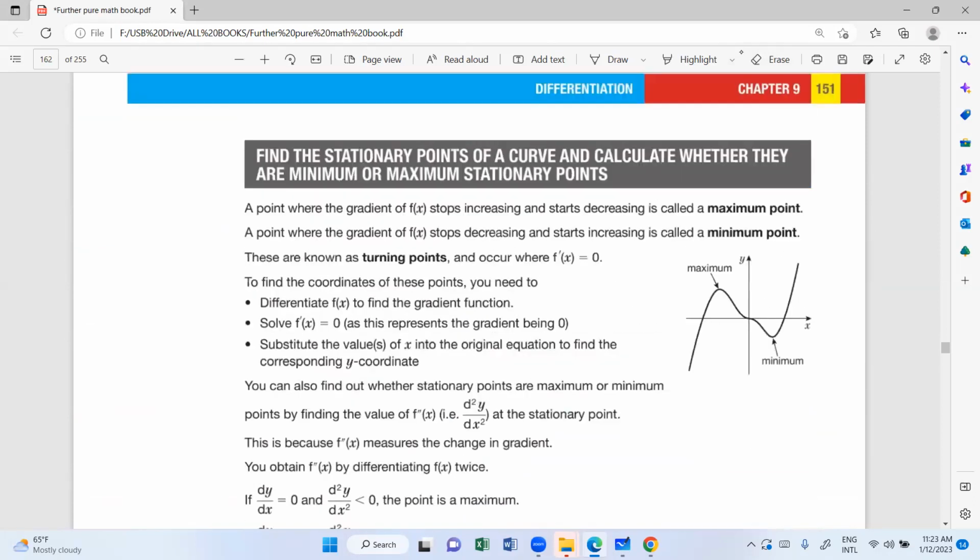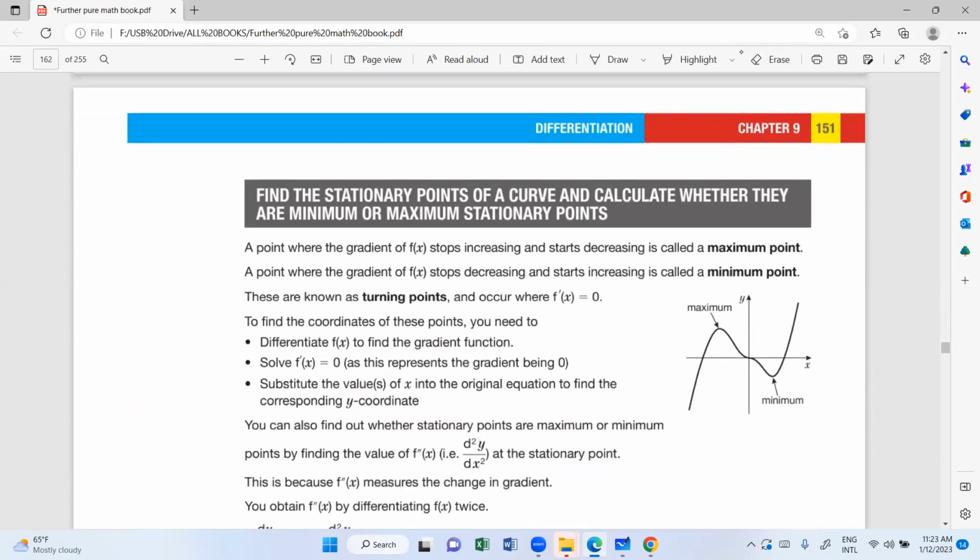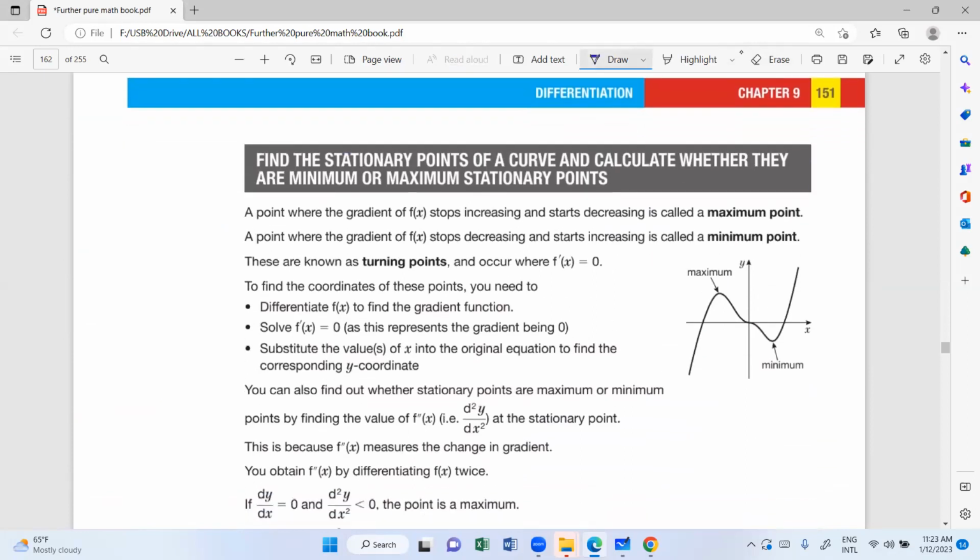Exercise 7: the topic is to find the stationary points of a curve and calculate whether they are minimum or maximum stationary points. This topic is very important for all of us. This is the curve. This point is the maximum point, that one is the minimum point.